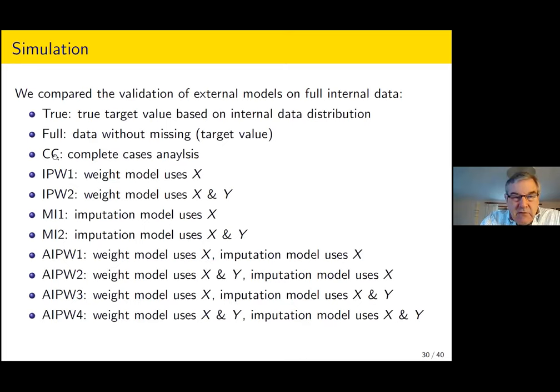Then complete cases: after we deleted some of the X's, we use the complete case method. And then there are two versions of inverse probability weighting, depending on whether you included Y, the outcome variable, in the method for making the model for R. Two versions of multiple imputation, depending on whether you included the value Y or not. And the AIPW methods have two models, a weight model and an imputation model, and I could include or not include Y in either of those. So those are what these four things are.